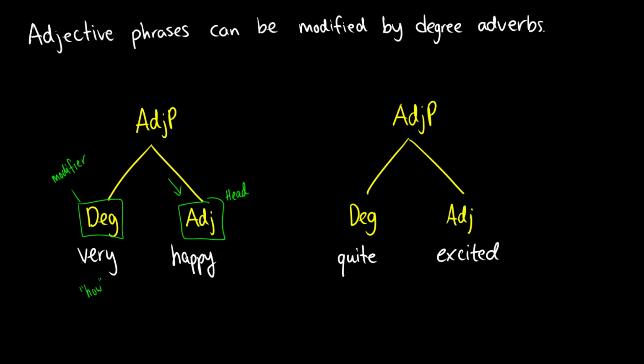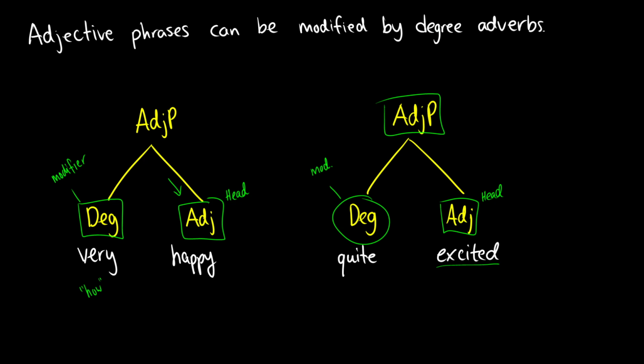Now, a lot of our modifiers, like degree words, do not have their own phrases, at least at this point. So we can treat a degree as just being an individual word that modifies an adjective. Here's another example. Quite excited. So excited would be our adjective. Because we have an adjective, we have to build it up into an adjective phrase. So here we have the head, and then we also have our degree adverb, quite, which is a modifier telling us how excited someone is.